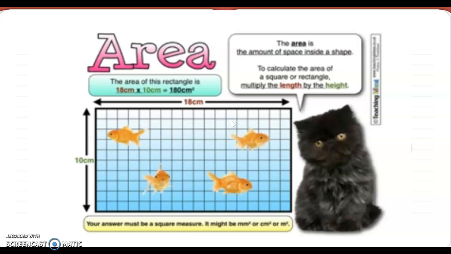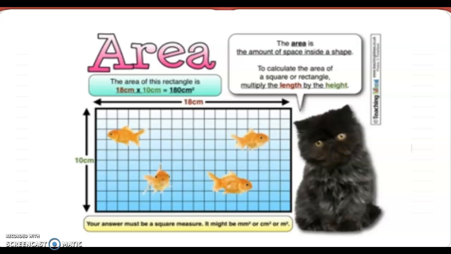Another way to calculate area is to multiply the length, how tall something is, by the width, how wide something is. So in this case, we would multiply 18 centimeters by 10 centimeters. And our answer would be 180 centimeters squared.